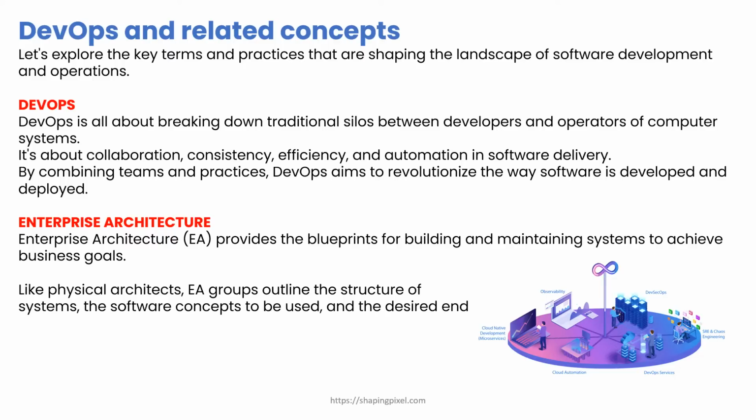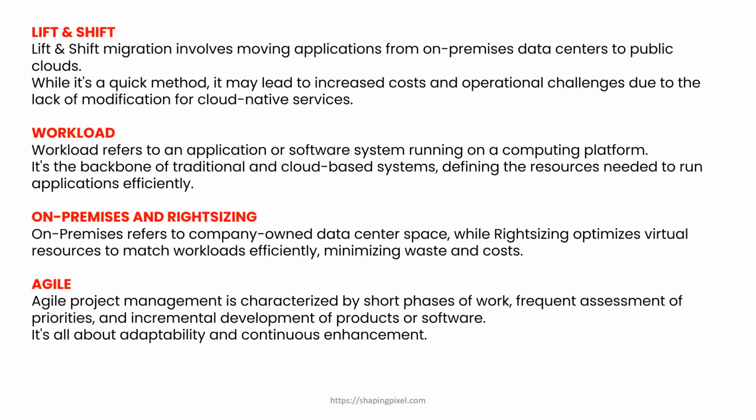Enterprise architecture (EA) provides the blueprints for building and maintaining systems to achieve business goals. Like physical architects, EA groups outline the structure of systems, the software concept to be used, and the desired end. The lift and shift. Lift and shift migration involves moving applications from on-premises data center to public clouds. While it's a quick method, it may lead to increased cost and operational challenges due to the lack of modification for cloud native services.